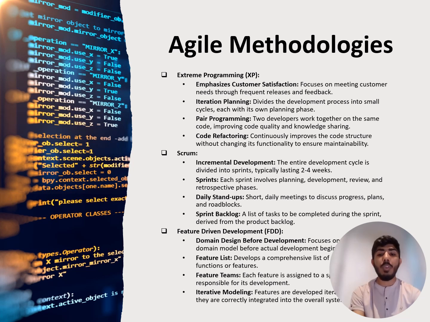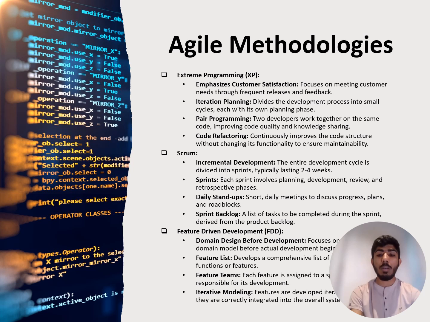Through frequent feedback and releases. It involves iteration planning, pair programming, and continuous code refactoring for maintainability. What is iteration planning? It divides the development process into small cycles, each with its own planning phase. Pair programming: two developers work together on the same code, improving code quality and knowledge sharing.